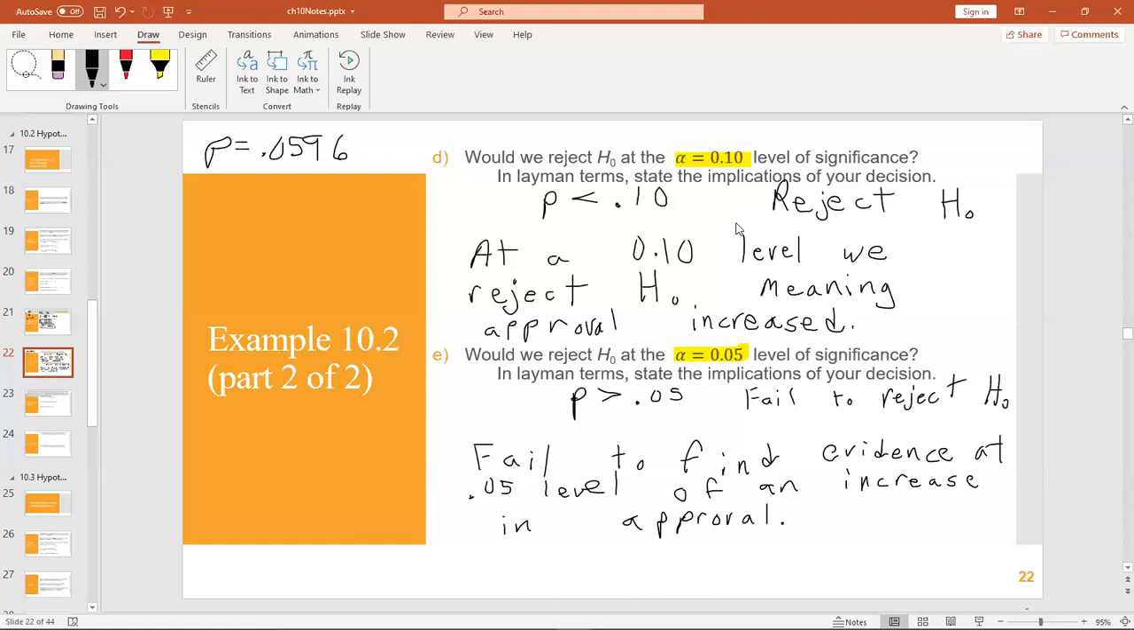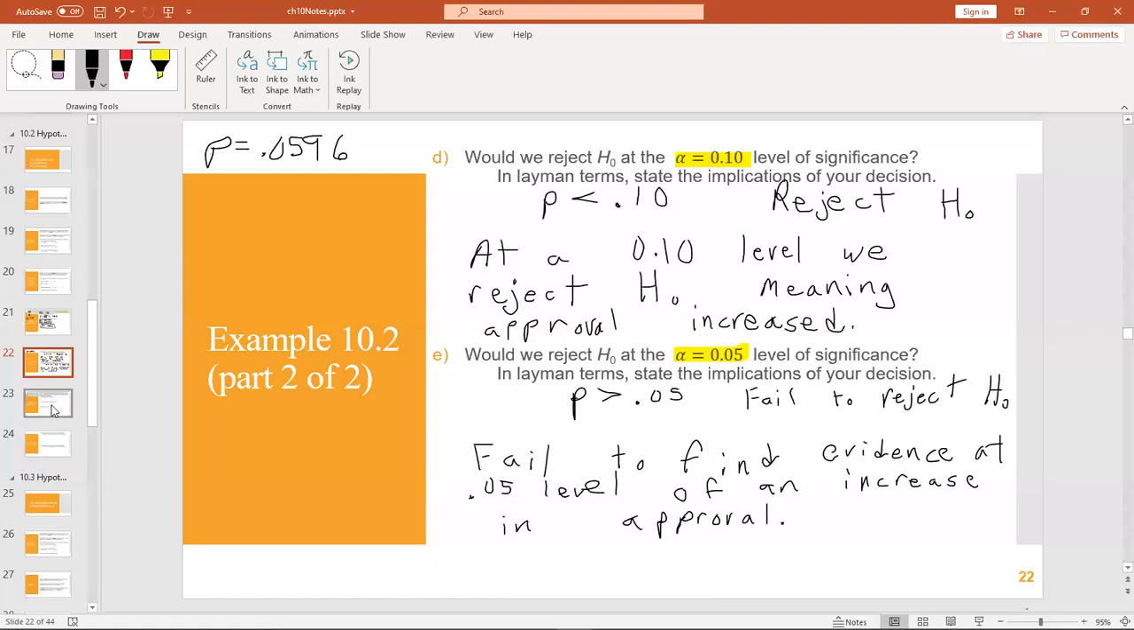But anyway, it all depends on what you're choosing. And this is not wrong. You can choose a 10% level of significance. You can choose a 5% level of significance. It's just that you're telling the people that you're reporting to how confident you are. If you have a 10% level of significance, that means you're 90% confident. If you have a 5% level of significance, you're 95% confident. So it just all depends.